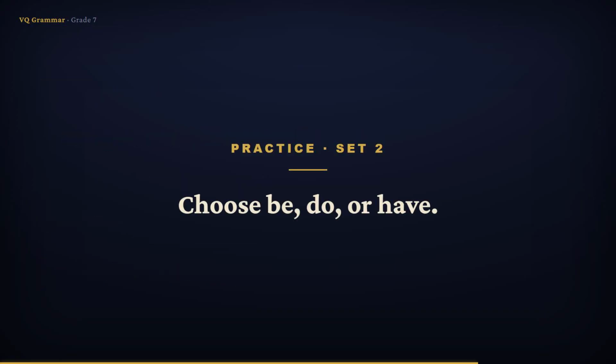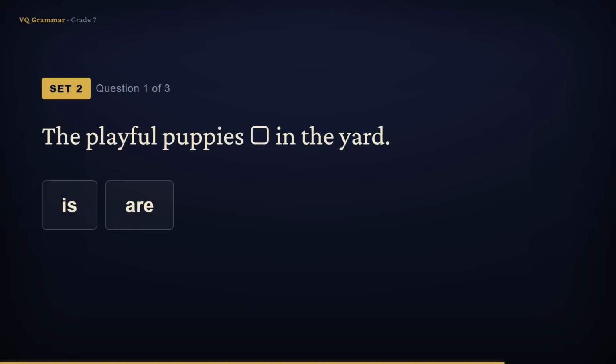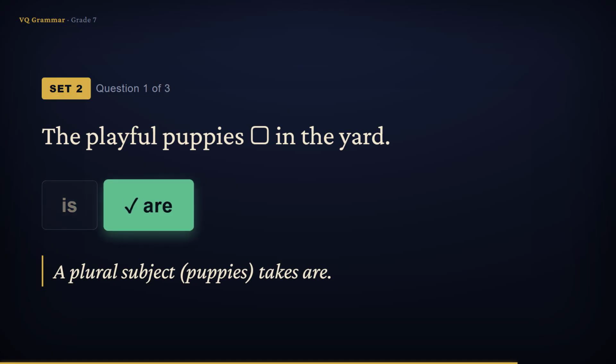Now a trickier set with the irregular verbs be, do, and have. Choose the form that agrees with each subject: is or are, does or do, has or have. Pause and choose before I answer. The playful puppies blank in the yard. The subject is puppies, more than one, so the verb be has to be are, not is. So the answer is are.